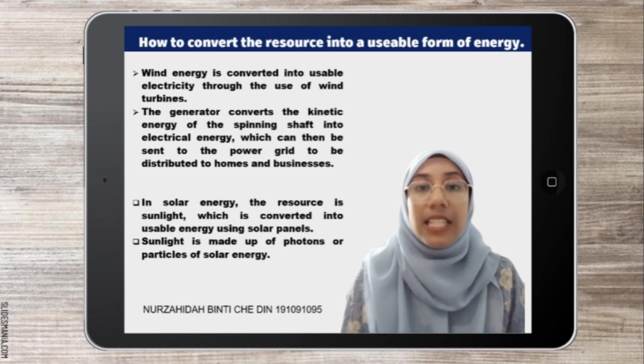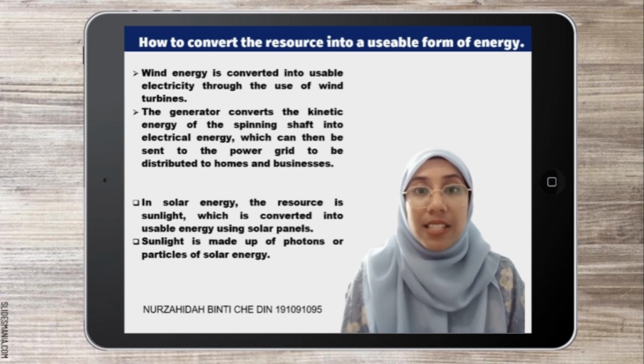Moreover, in solar energy, the resource is sunlight, which is converted into usable energy using solar panels. The first step in converting solar energy into electricity is the installation of photovoltaic PV cells or solar cells. Solar power means light and electricity.